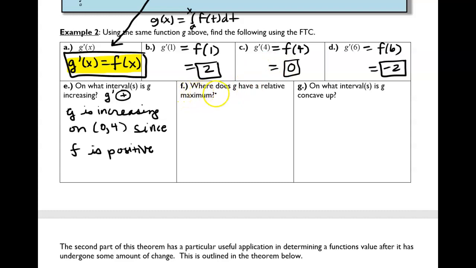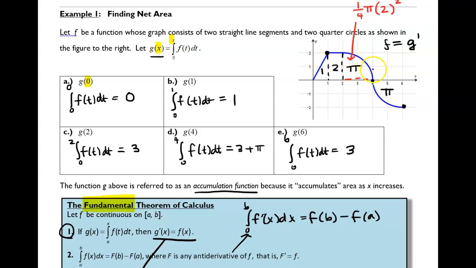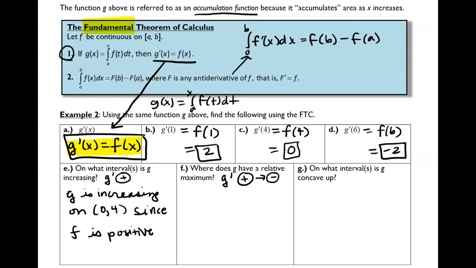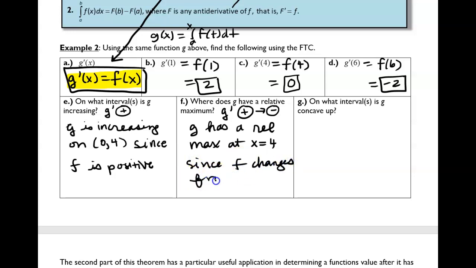Part F asks where does g have a relative maximum? So remember that means where does g prime change from positive to negative? So I'm going to look back up at my graph of g prime, which is the same as the graph of f. Where does this graph change from positive to negative? I see that happens right here at 4. So I can say g has a relative max at x equals 4 since f changes from positive to negative.